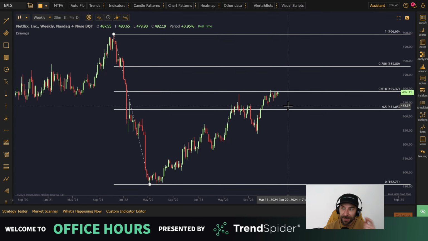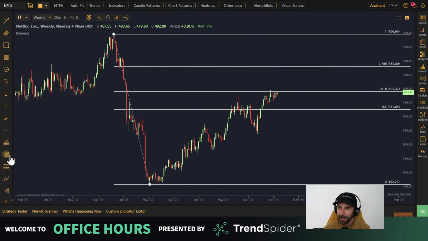Now, something to think about too with these fibs, right? You assume that if we can get past this 50%, 0.618, if they can start pushing higher, they're probably going to go back to the top of the range. Now, whether they'll do that in a straight line or not, I'm not saying they'll do that in a straight line, but if they can get past this, we have to start expecting these levels higher.